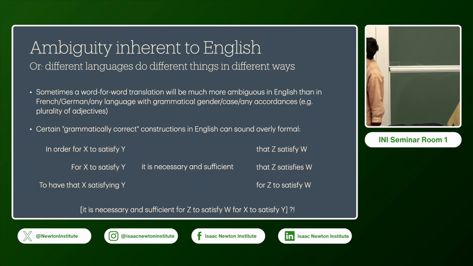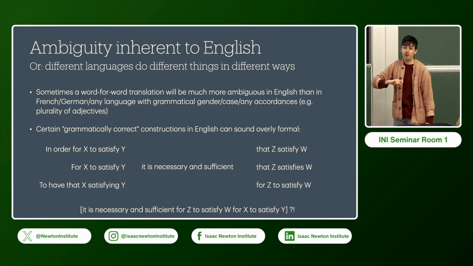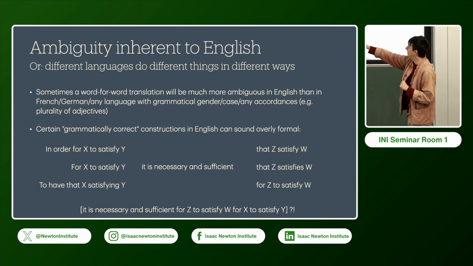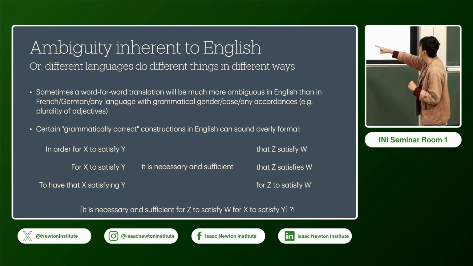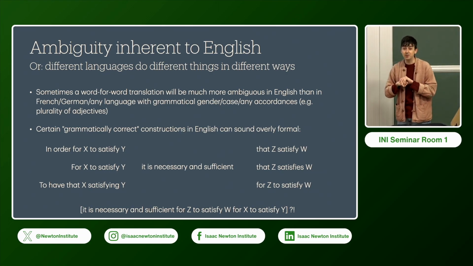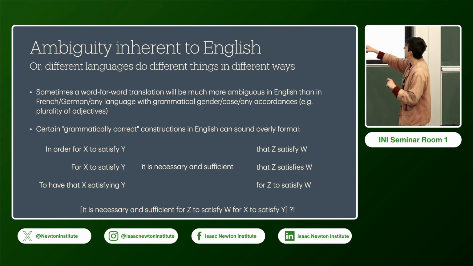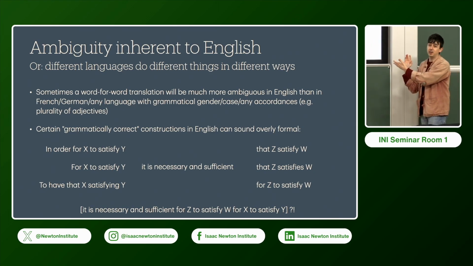People would say, "in order for X to satisfy Y, it's necessary and sufficient for..." The most common one, which I didn't like, this was an entirely me thing, was "for X to satisfy Y, it's necessary and sufficient for Z to satisfy W." I don't really like that as a sentence. I find it quite confusing, because I can parse it as "for X to satisfy Y, it is necessary, and it's sufficient for Z to satisfy W."